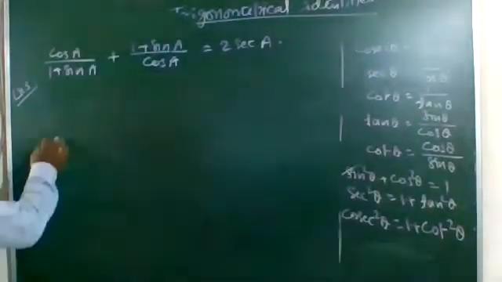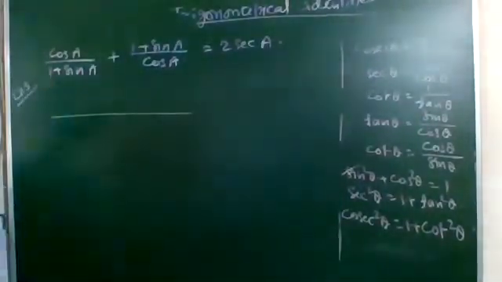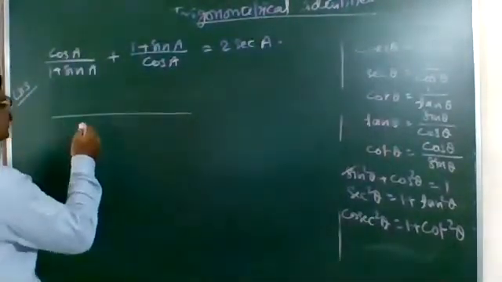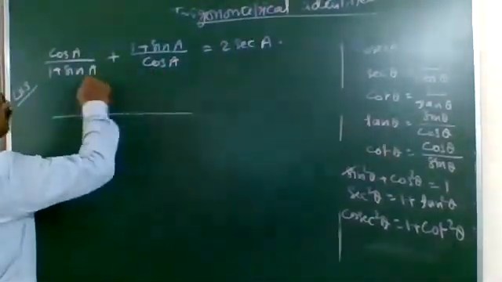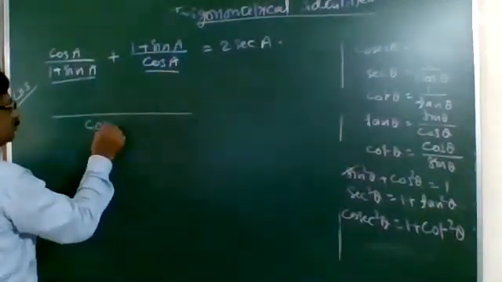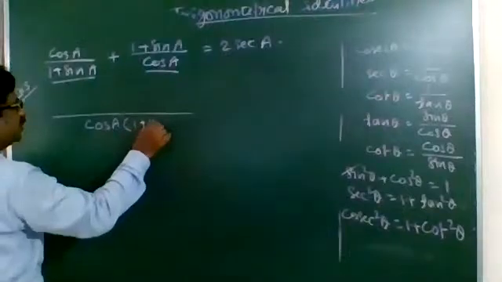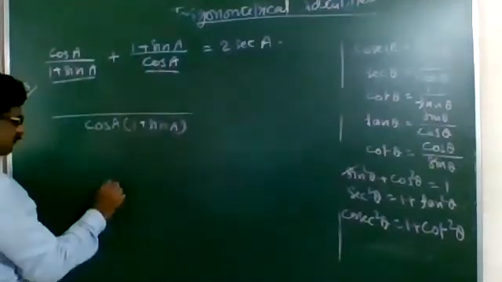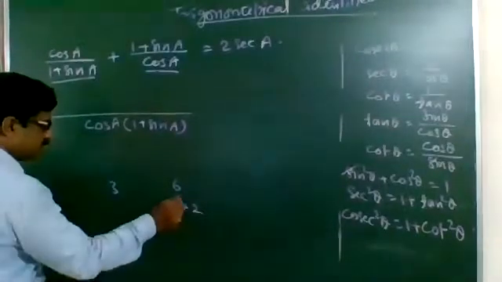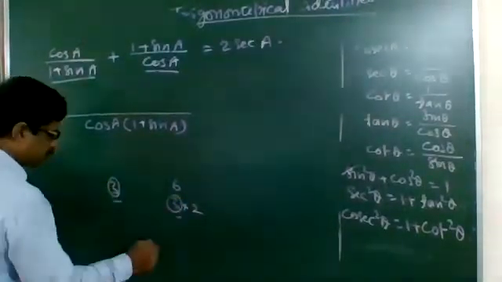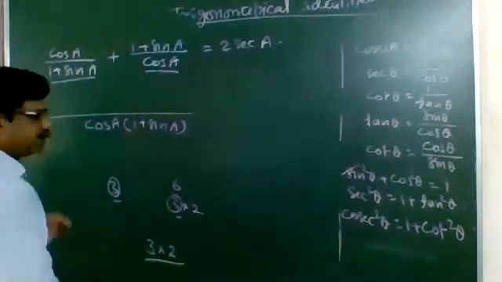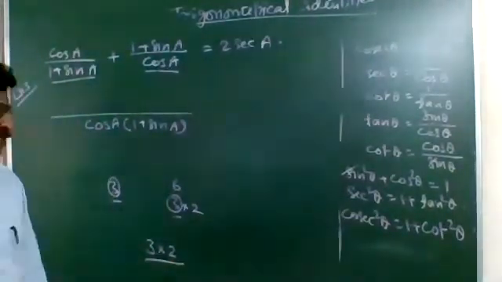That's the first step. Second step is, if it is possible to take something common, then take common. If something has to be taken as LCM, take LCM because we are adding. While taking the LCM, nothing is common, therefore write it as it is, cos A into 1 plus sin A. While taking the LCM of 3 and 6, 6 means 3 into 2. Whichever is common in both has to be written only once, and the rest of the values which are left out have to be copied. That is the LCM of 3 and 6.